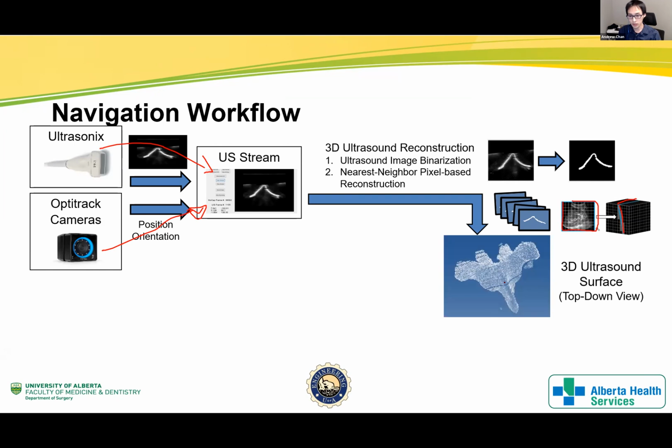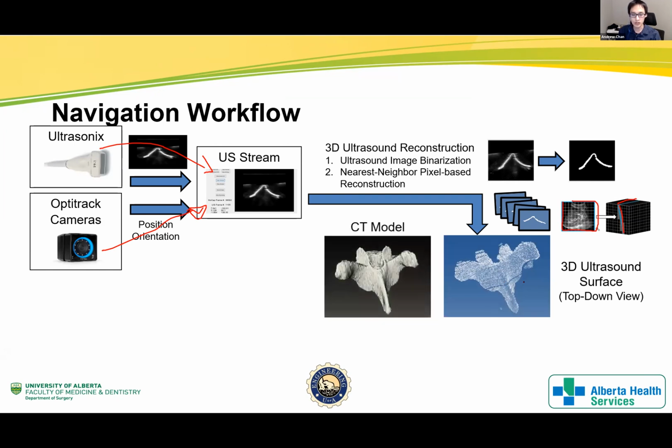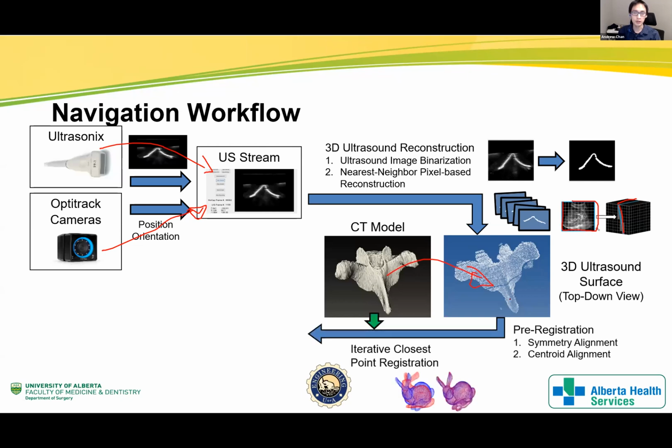We get this nice 3D ultrasound surface, and then we need to do the registration. So we register the CT model onto this ultrasound surface. And we have two steps for that. Number one is to use the symmetry of the vertebra to pre-align the two in terms of orientation.